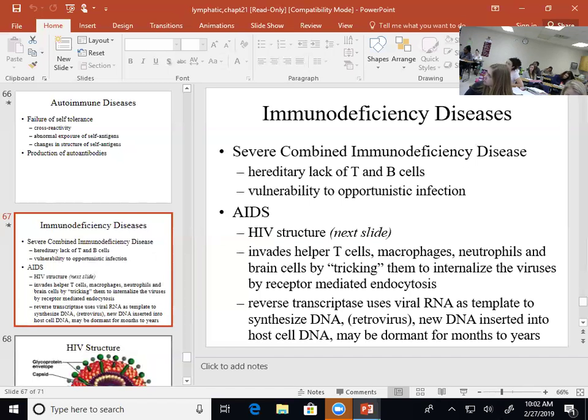So can you spread it by kissing? No. Can you spread it by hugging? No. Is it in breast milk? Yes. Is it in vaginal secretions? Yes. Is it in seminal fluid? Yes. So we do know that this virus is in those places. Certainly it's in blood.